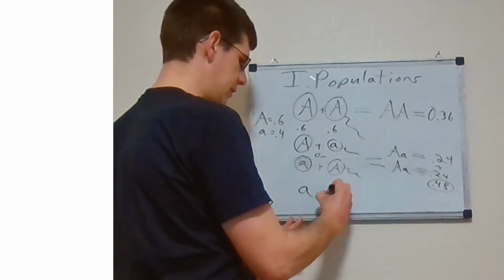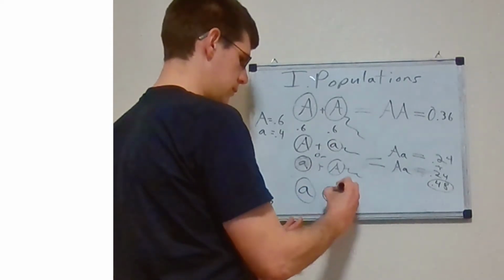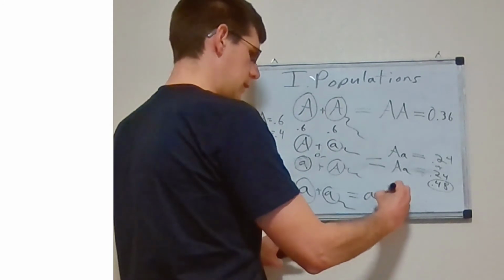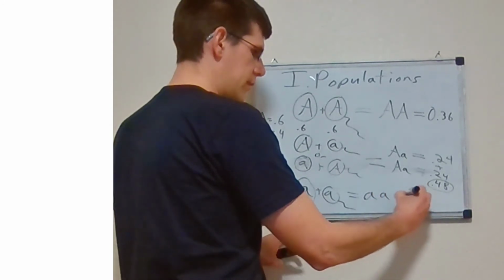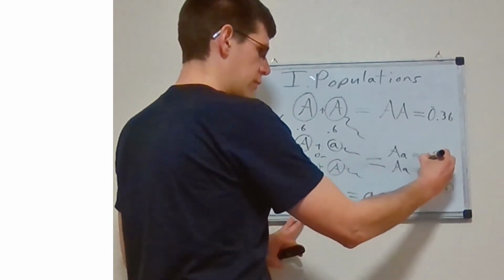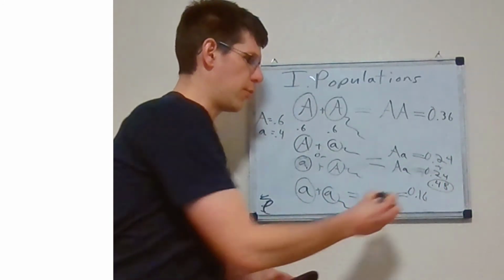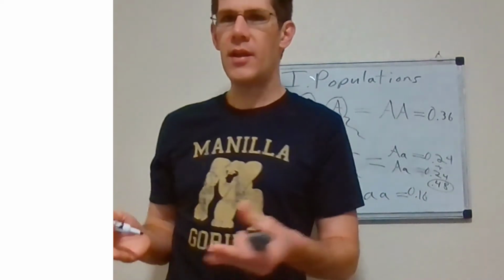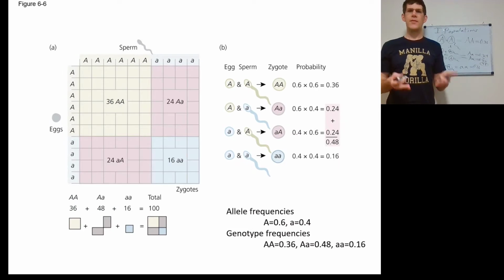And then we have this, which is 0.4 times 0.4. Some zeros up there. And that's your 0.16. So that's how we're actually going to be getting these different allele frequencies to make these different genotype frequencies. We can see the allele frequencies of 0.6 and 0.4 yield genotype frequencies of 0.36, 0.48, and 0.16.